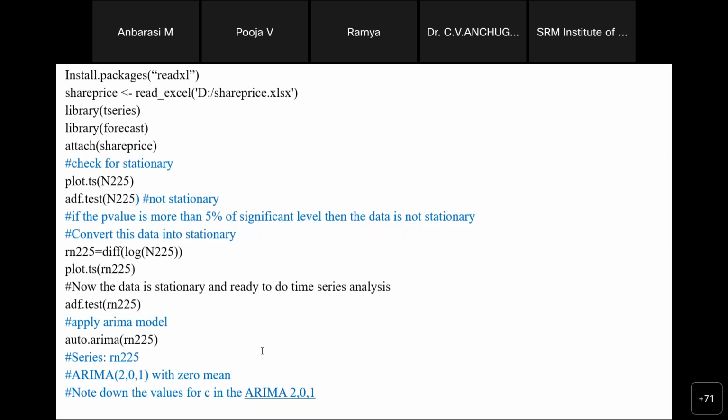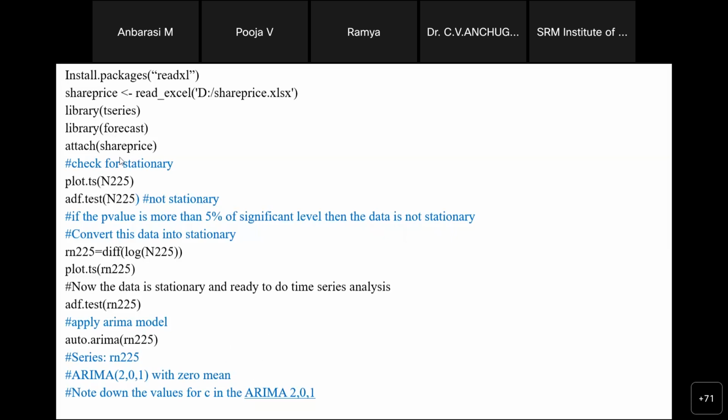When you see this, the p-value will be 0.01. Based on that, we can confirm that the given data is stationary. Previously, before making it stationary, the p-value was 0.4968, which is above 0.1. So whenever the p-value is above 0.1, sometimes for a few data sets, you will not get stationary data the first time.